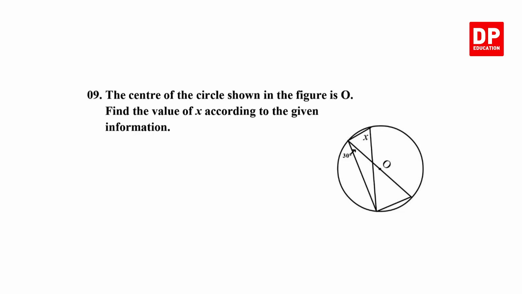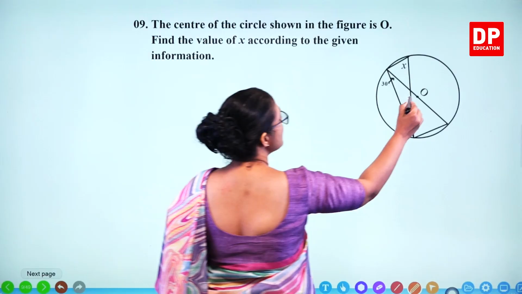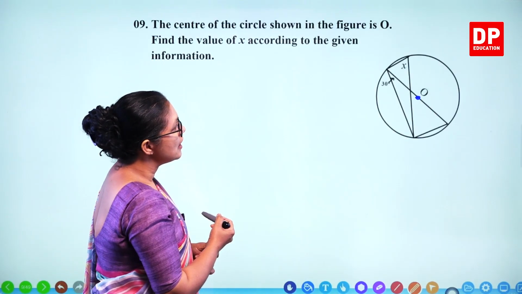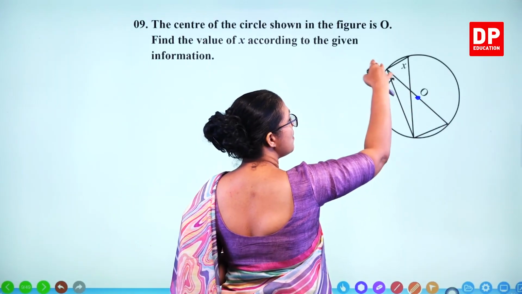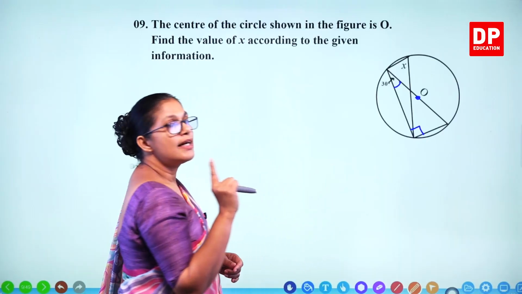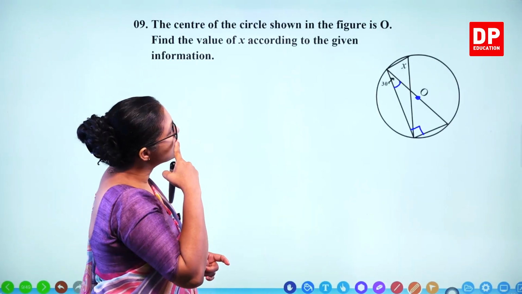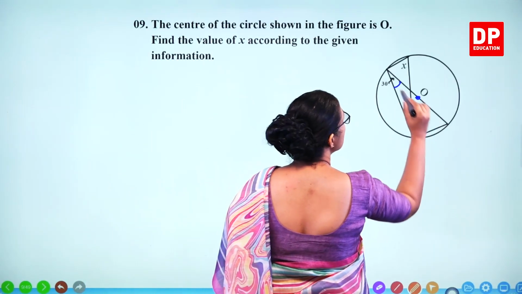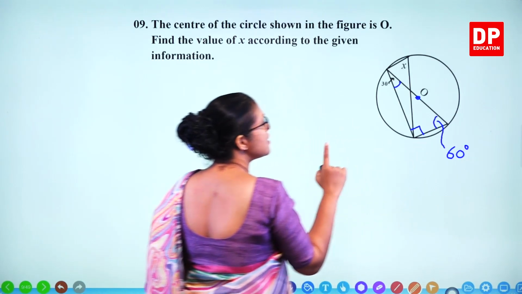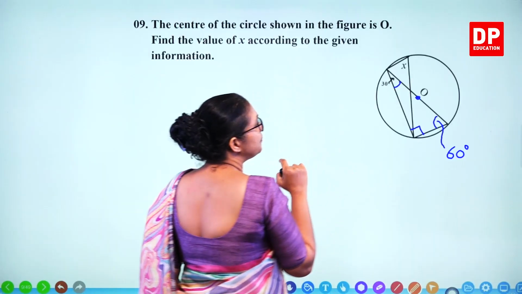Question number 9. The center of the circle shown in the figure is O. So this is the center. Find the value of x according to the given information. So this becomes the diameter. And this is given 30. We know this angle is 90 degrees, because semicircle angles are 90 degrees. So this is 30, this is 90. What is this angle? 60 degrees. 90 minus 30.